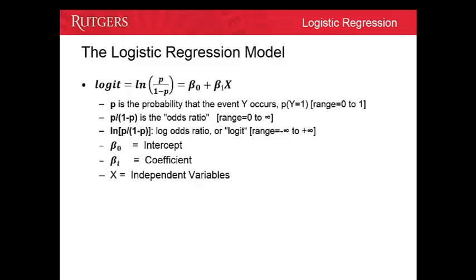Beta 0 is the intercept, and beta i are the coefficients. And x, those are the independent variables. So if we have more than one independent variable, it would be beta 1 x1, beta 2 x2, beta 3 x3, etc.